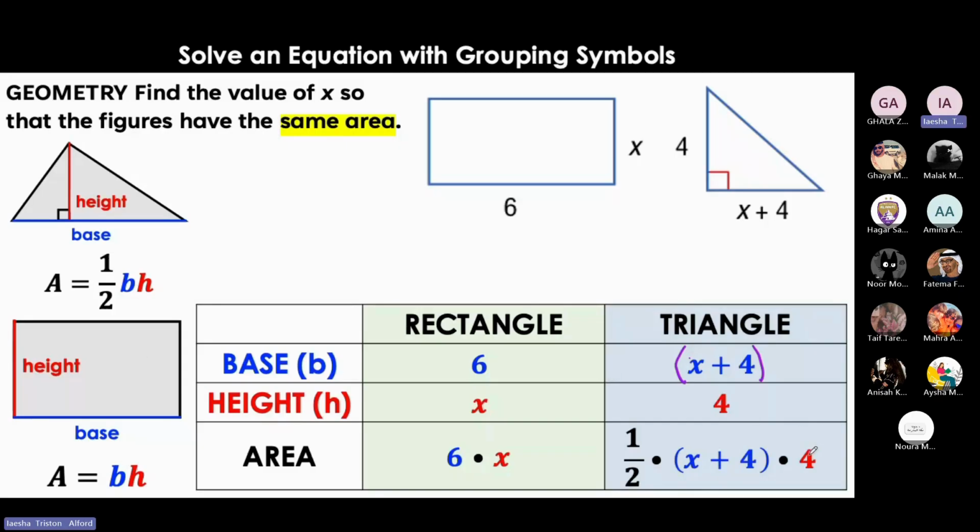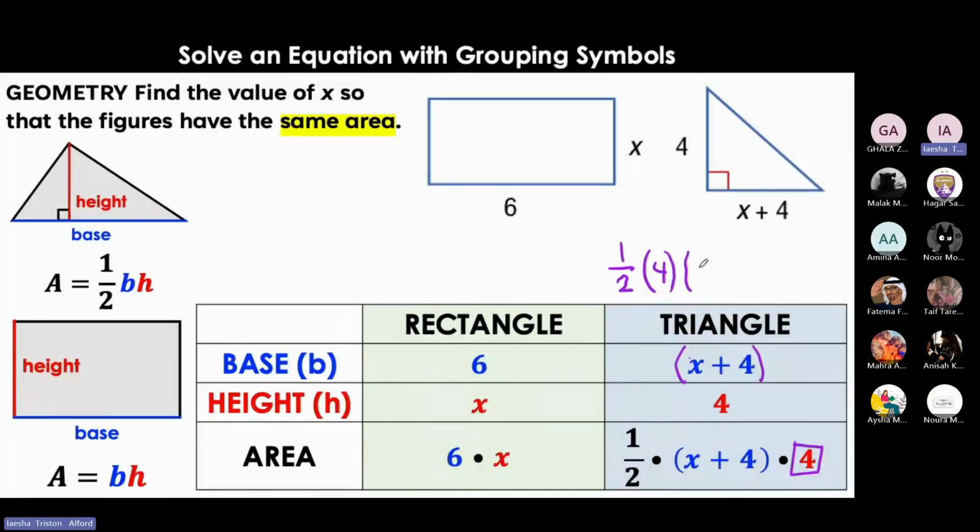For this one, remember, we want to move this 4. So when we write it in the next page, we're going to do 1/2 multiply by 4 multiply by X plus 4, just because we want to make it easier to solve. So the parentheses with this X not alone, try to keep it at the end of your line so that it's easier for you to multiply.